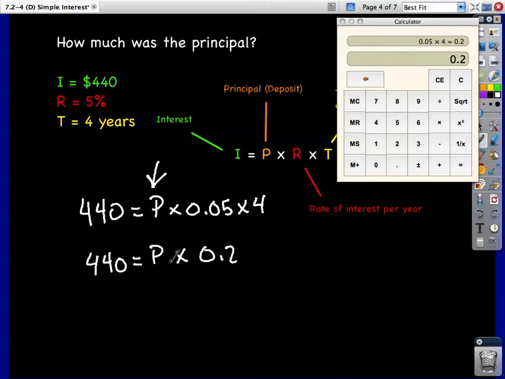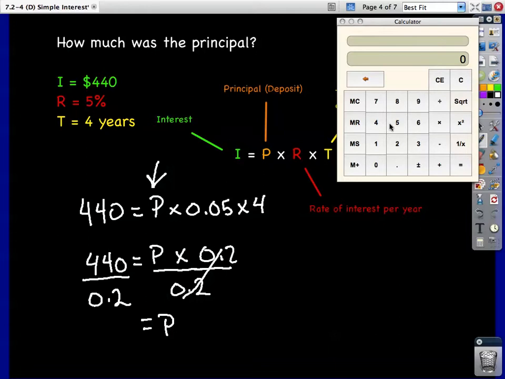Remember, when you're solving for a variable, you do the opposite of what's going on. So because we're multiplying on this side of the equation, we're going to divide by 2/10. And whatever you do to one side of an equation, you have to do to the other side of the equation. So because 0.2 divided by 0.2 is 1, they cancel out, because 1 times P is just P, because 1 times any number is itself. So those cancel, and we're left with just the principal amount.